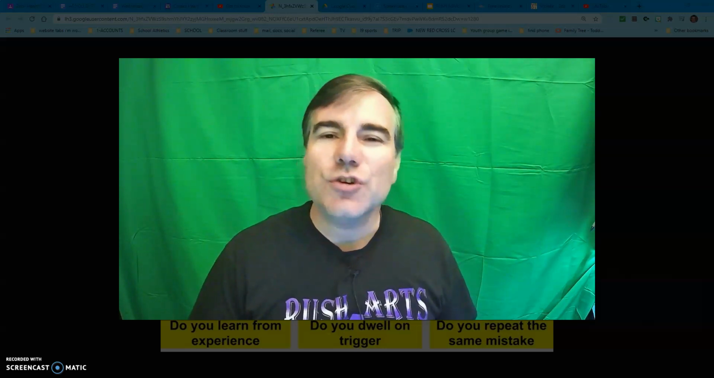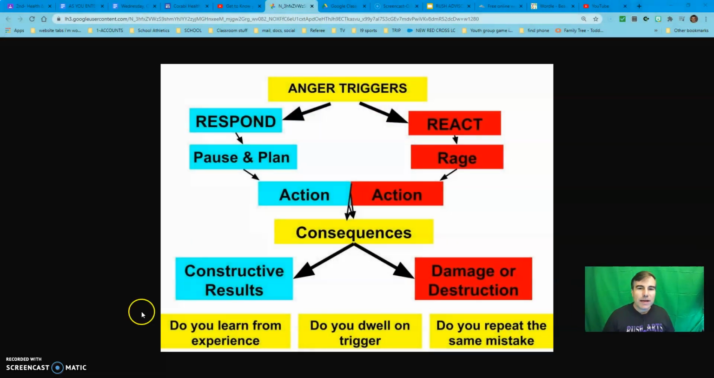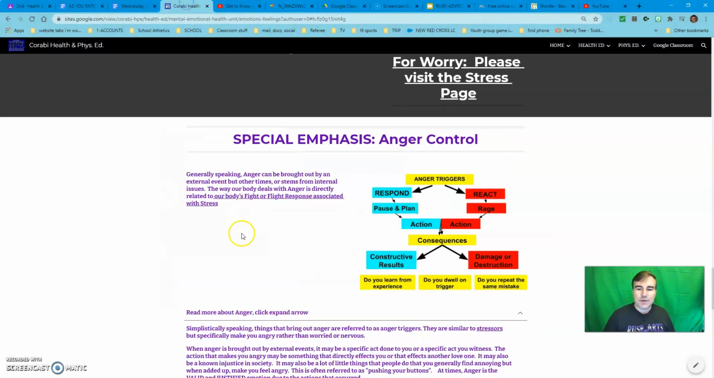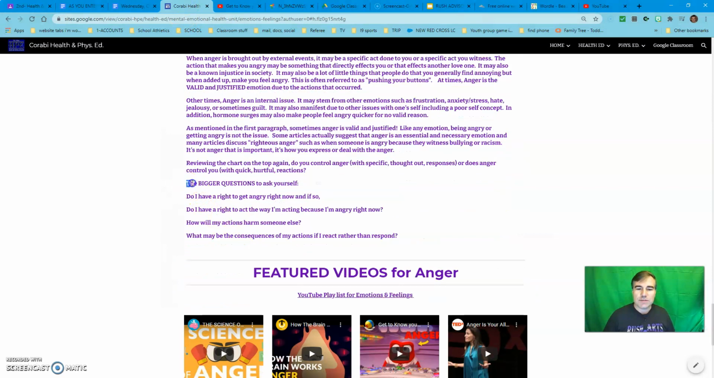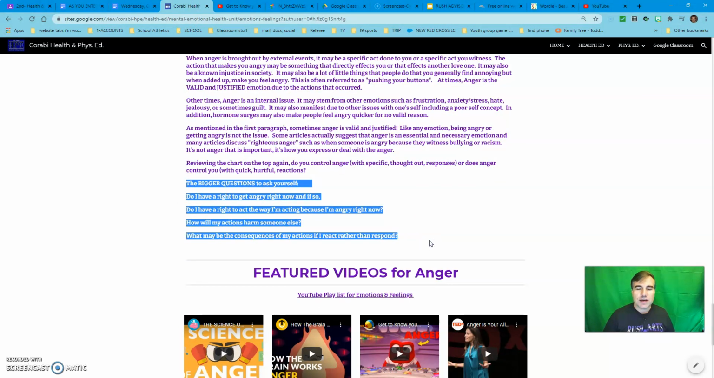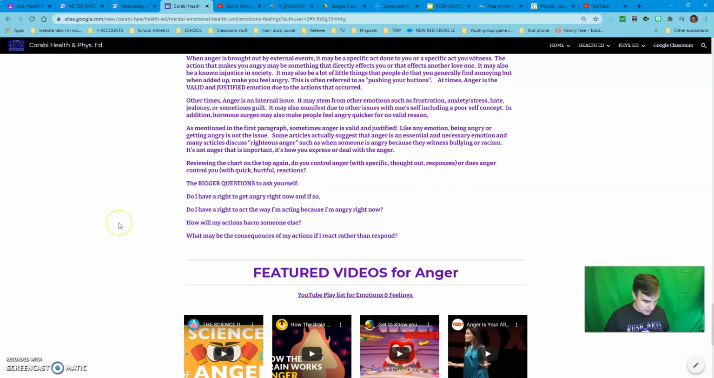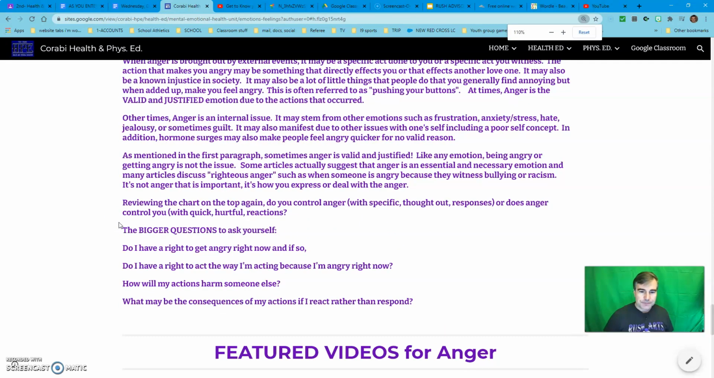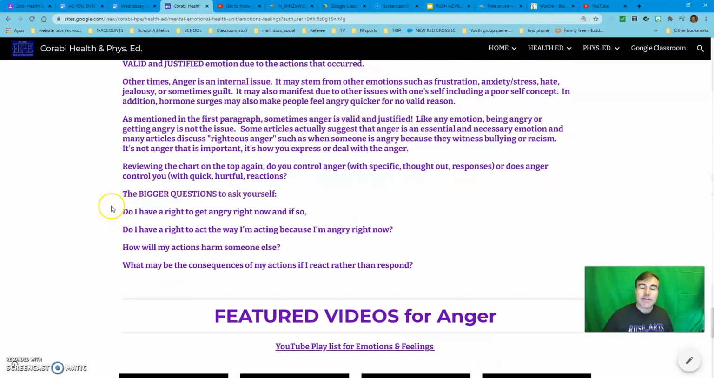We don't want to eliminate it. So anger in itself is not wrong, but what we do with the anger, that can be wrong. So we have to go back and ask ourselves a couple more serious questions, which for all intents and purposes are just highlighted right there. And the bigger questions to ask yourself are, do I have a right to get angry right now? And if the answer is yes, then do I have a right to act the way I'm acting right now because I'm angry?